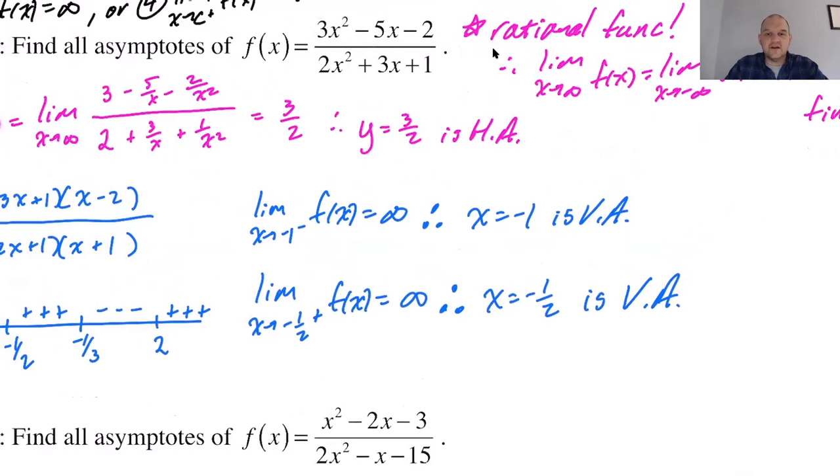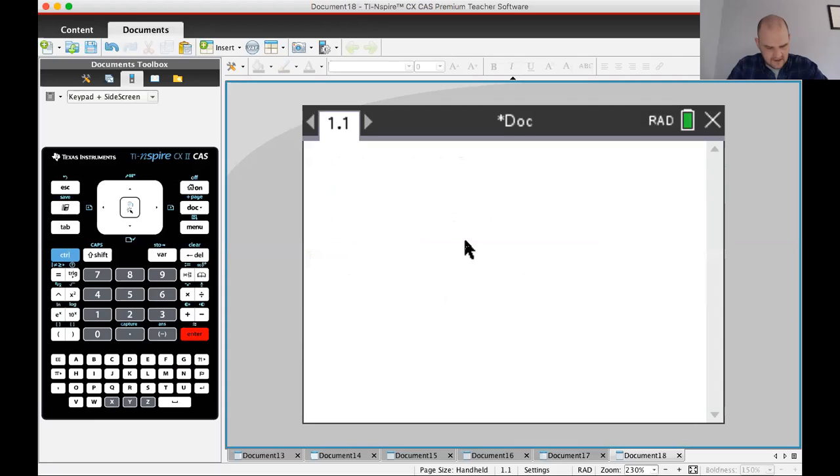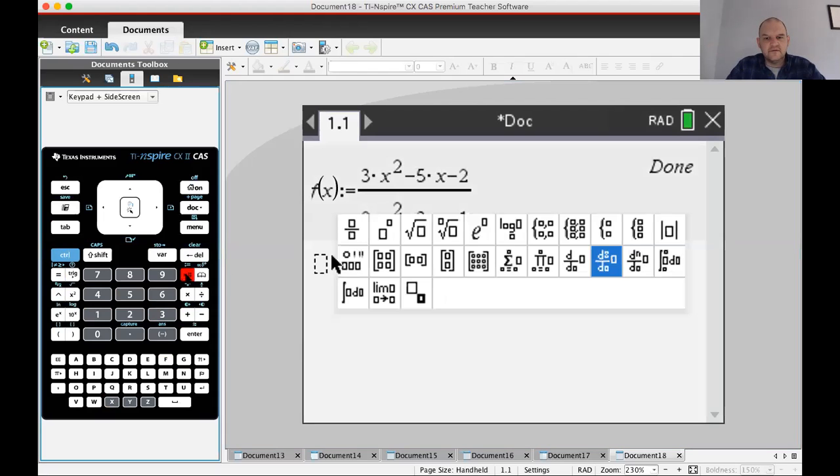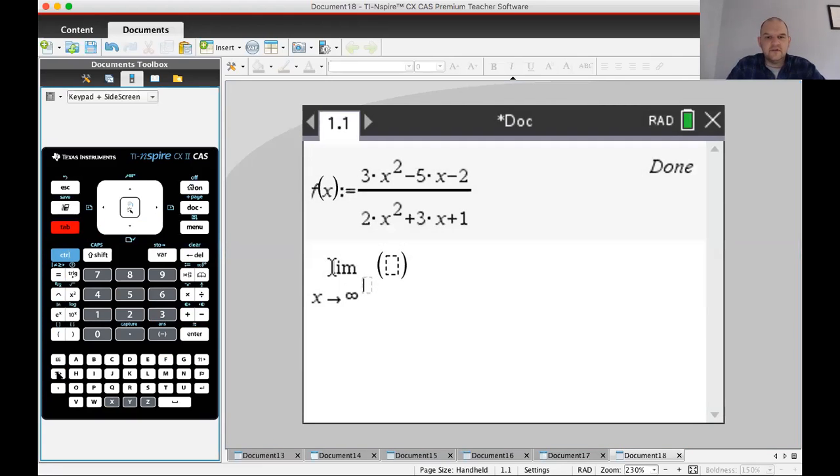What I'm gonna do is use a calculator to just check. Let's do a new document. F of x is 3x squared minus 5x minus 2 over 2x squared plus 3x plus 1. Okay. So what am I going to do? I could do the limit as x approaches infinity, which is in the pi key, of f of x. I get 3/2. That's good.